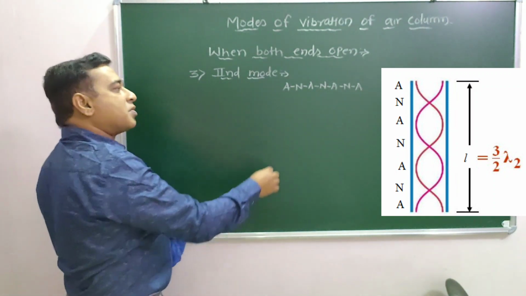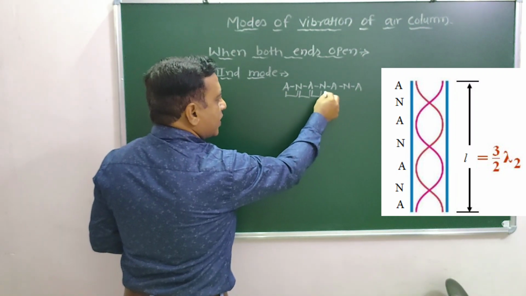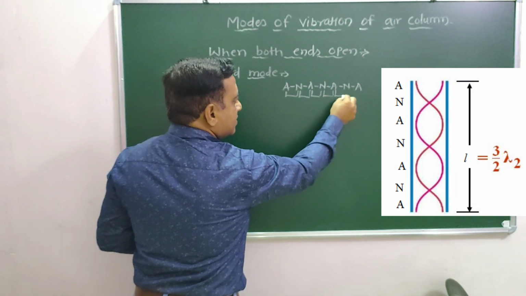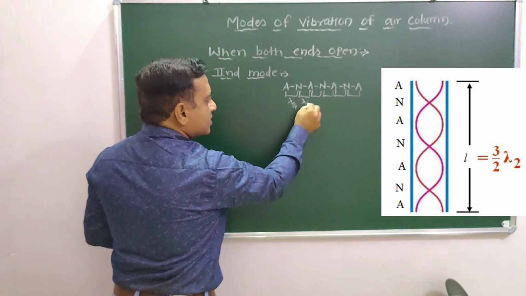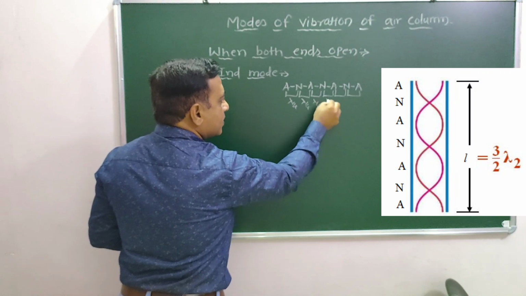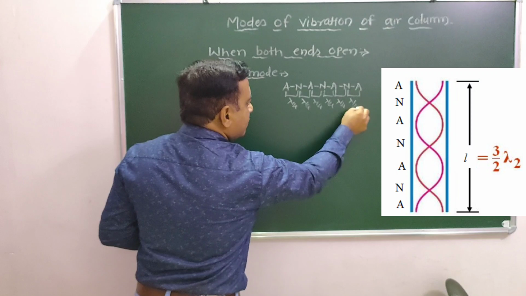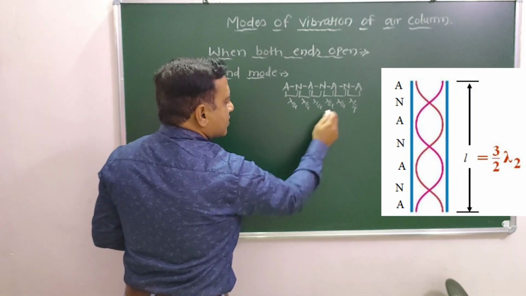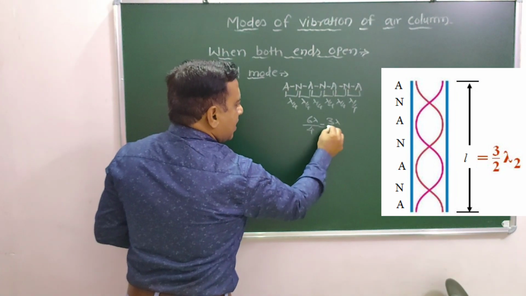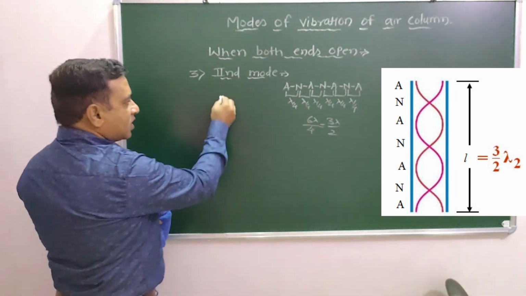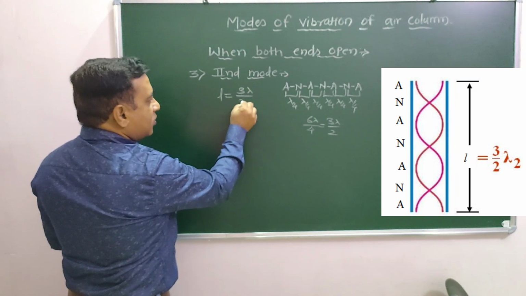Observe it. So corresponding length, always the length between a node and adjacent antinode is always lambda by 4. So corresponding to that one, we have lambda by 4 plus lambda by 4 plus lambda by 4 plus lambda by 4 plus lambda by 4 plus lambda by 4. 1, 2, 3, 4, 5, 6. 6 lambda upon 4. That means 3 lambda upon 2. So corresponding length L is equal to 3 lambda upon 2.